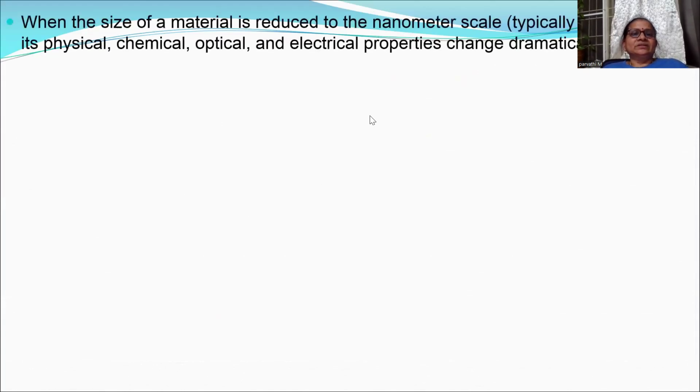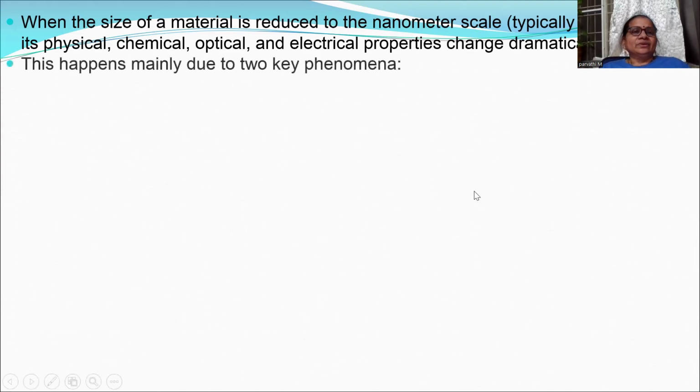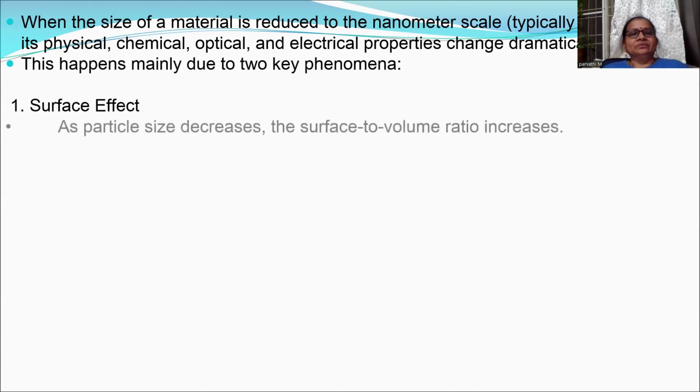When the size of the material is reduced to nano scale, typically less than 100 nanometers, its physical, chemical, optical, and electrical properties change dramatically. That is what we have seen in the previous slides. This is mainly happening because of two phenomena.